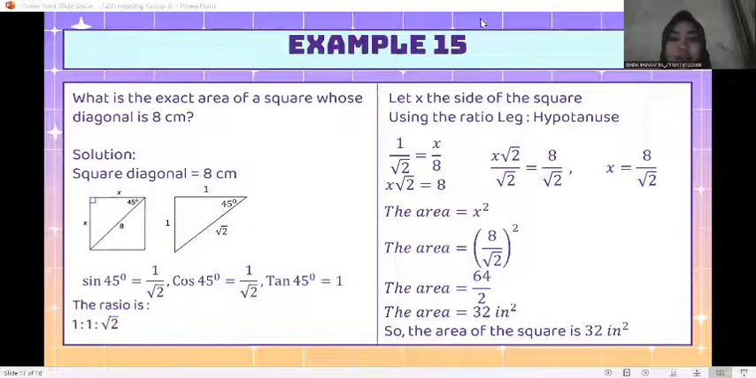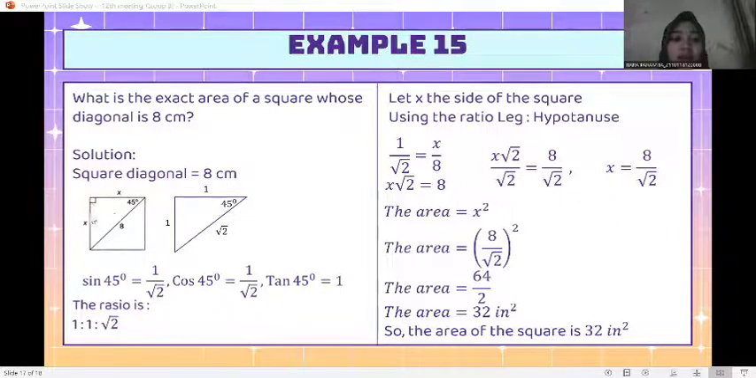Okay, next, last example, example 15. The question is, what is the exact area of a square whose diagonal is 8 centimeters? The solution is, from the question, we have the information square diagonal equals 8 centimeters. So we can draw a square and triangle here.